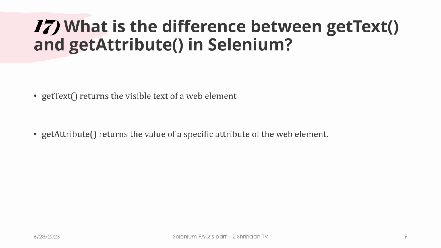So if we go to the next question, what is the difference between getText and getAttribute methods in Selenium? The getText method returns the visible text of a web element. If there is any text in the text box or somewhere, then it will return the text. The getAttribute method returns the value of a specific attribute of the web element. For a text box or a radio button, it will get that value if we use getAttribute. So these are the major differences between getText and getAttribute in Selenium.